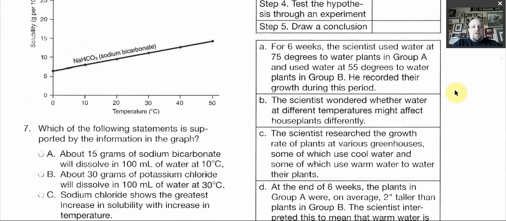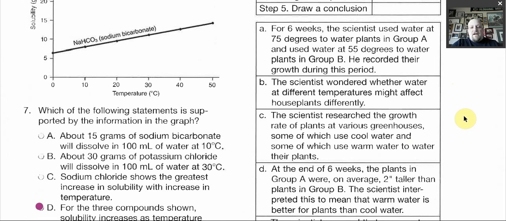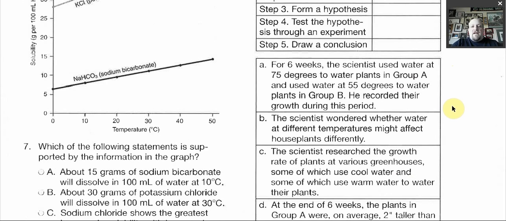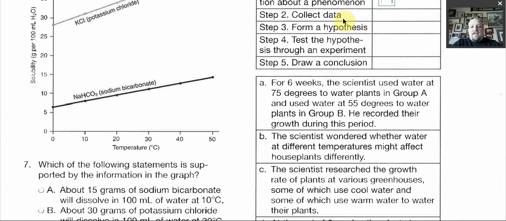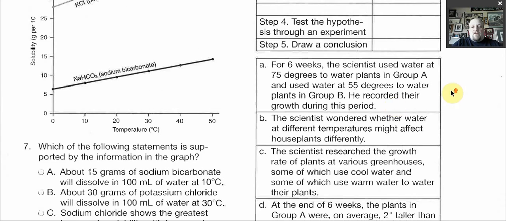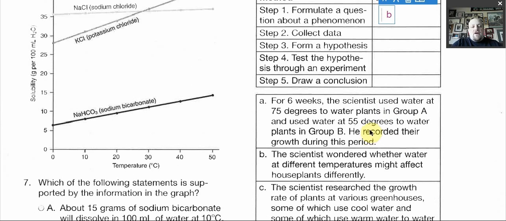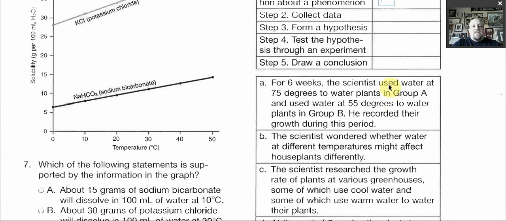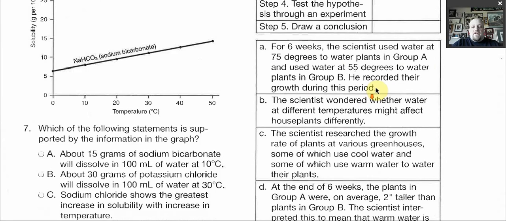Collect data. So this one can be a little bit tricky. As far as testing and collecting data, it can get kind of confusing. But you look, so for 6 weeks, the scientists used water at 75 degrees to plant plants in group A and group B, he recorded their growth during this. So that one, you would look and think, oh, that could be collect data. It's really not. That one is he's actually testing the hypothesis. So it's what the scientist actually does to draw his conclusion.